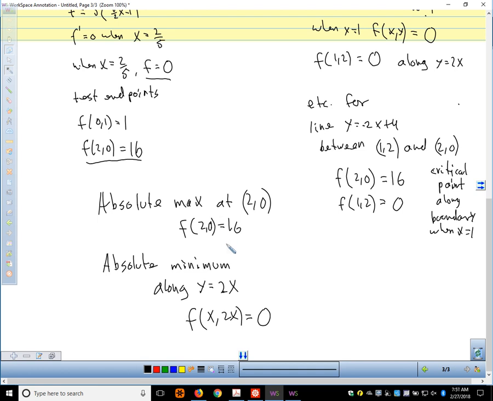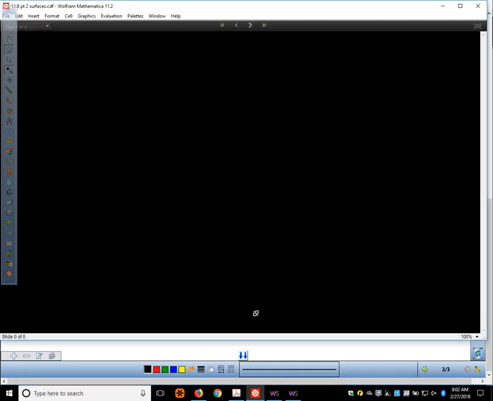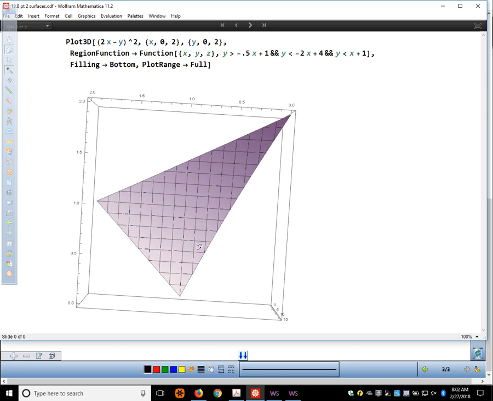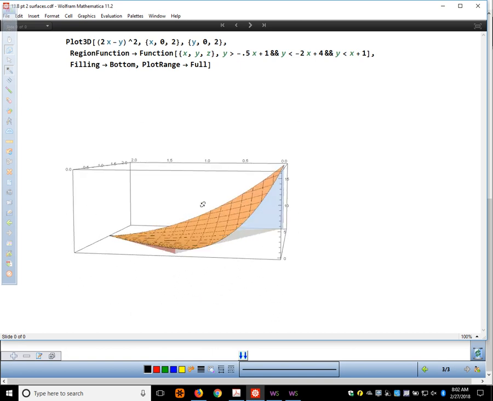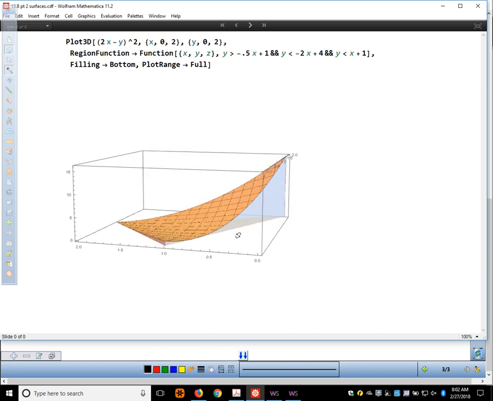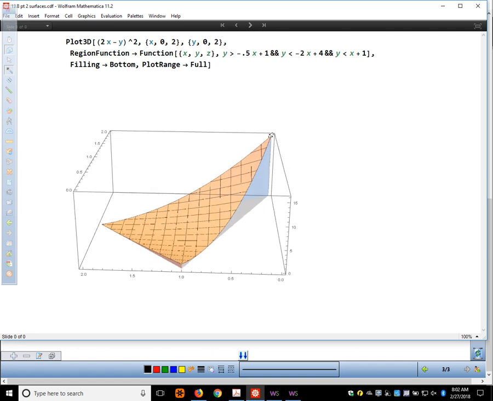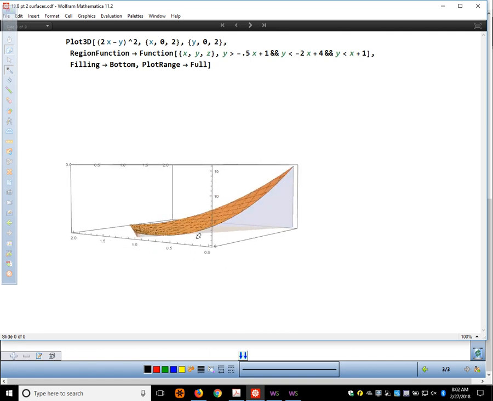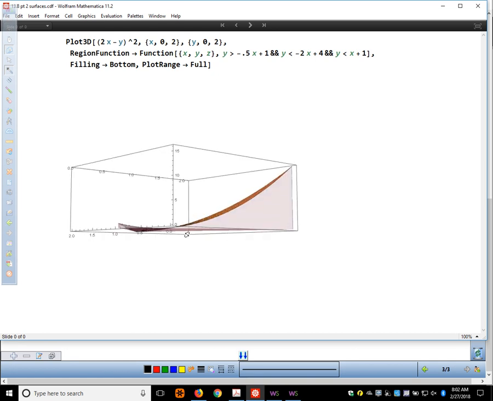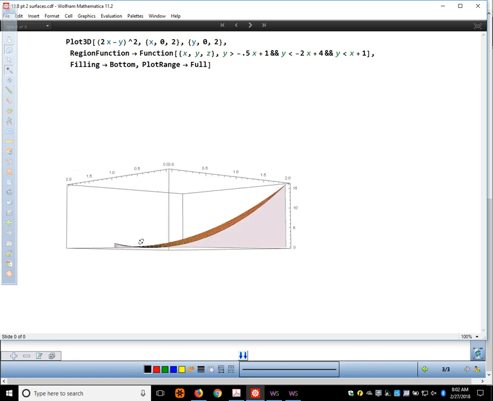Let's take a look at that function and that region. So here's our region in the xy plane, that triangle. And there's our function above the triangle. There's our maximum up here at 16. And then if we look along the line y equals 2x, we see the minimum is going to be right along the line there.